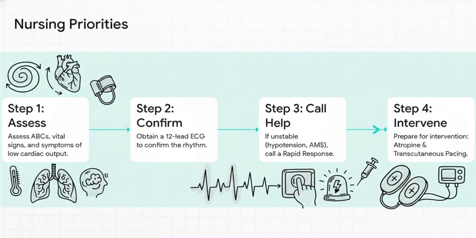No matter what block you even think you see, your first move is always to assess your patient. Check their airway, breathing, circulation. Look for those signs of poor perfusion, like a low blood pressure or any change in their mental status. Then get that ECG to confirm what you're seeing. And if they are unstable, you hit that rapid response button and you prepare to intervene. This is your critical thinking game plan every single time.